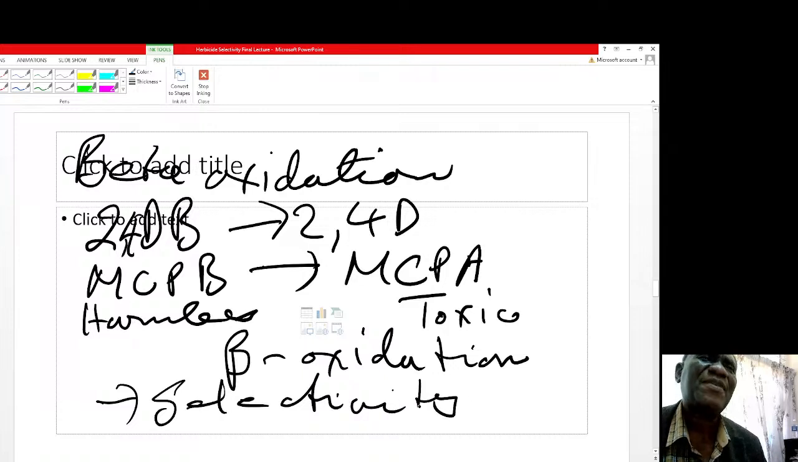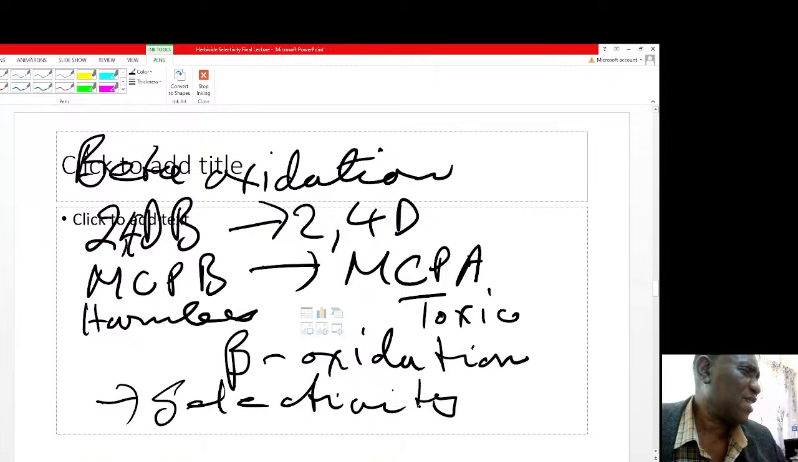You apply the herbicides in a harmless form, but you leave it up to the plants to manufacture the toxic forms. And it is in the weeds where this beta oxidation is very fast. So I just wanted you to know something on beta oxidation.